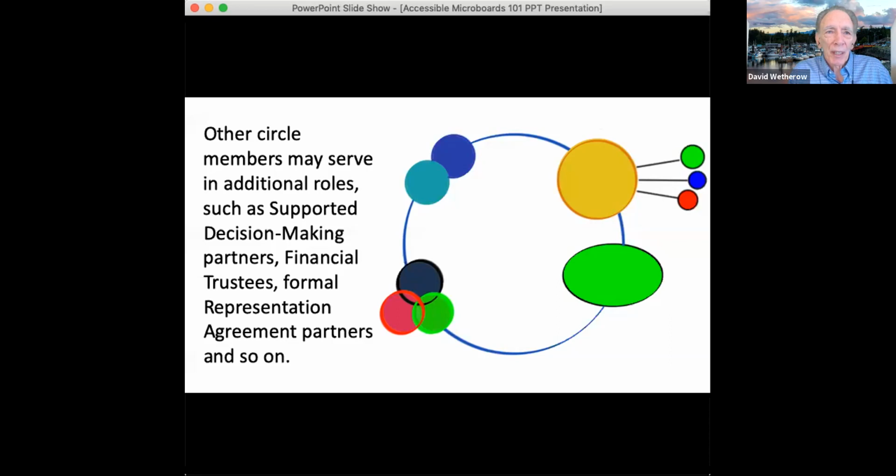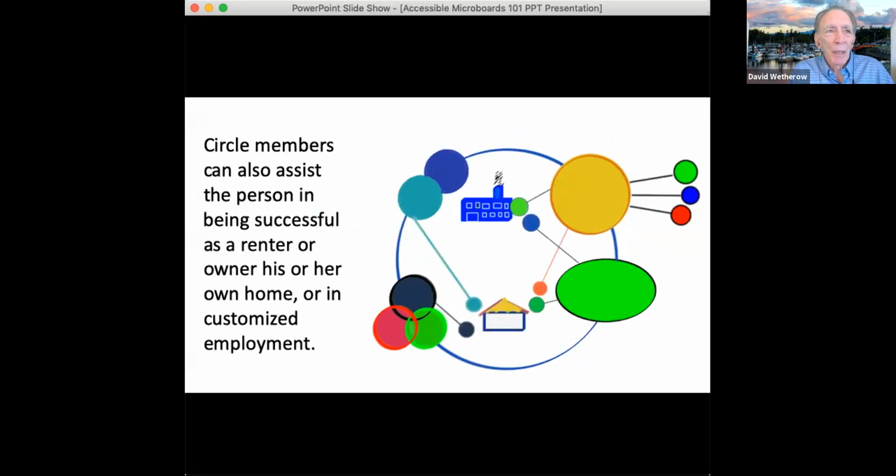One of the reasons there's that differentiation is we were talking to one dad in one of the northeastern states who wanted financial trusteeship and guardianship inside the microboard. And we said it should be inside the microboard, but separate from the circle. So there's a kind of natural beneficial tension between the representation agreement and financial trusteeship and the work of the microboard.